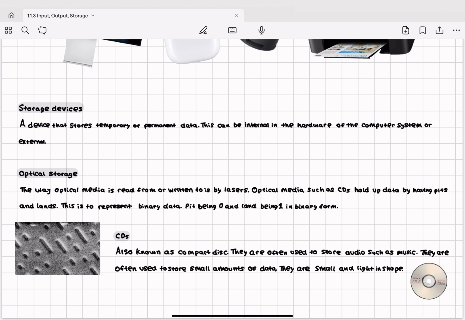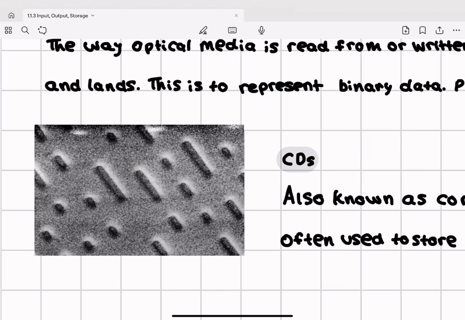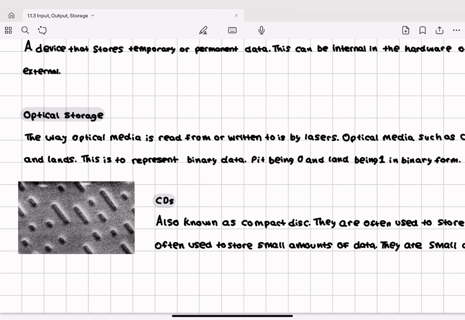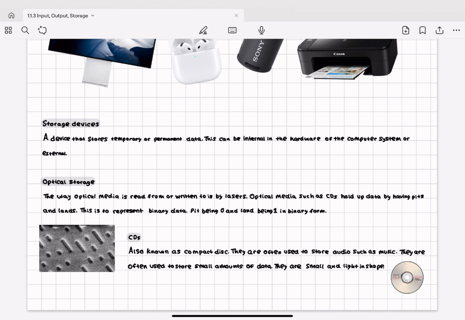Optical storage media, such as CDs, hold data by having pits and lands. In this image right here is an example of what a pit and a land is. The pit, being the little indent, will be 0, and the lands will be 1 in binary form. One optical storage type is a CD, which is also known as a compact disc.